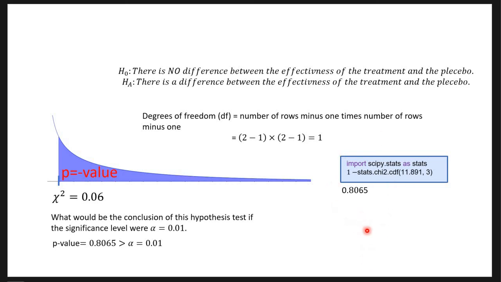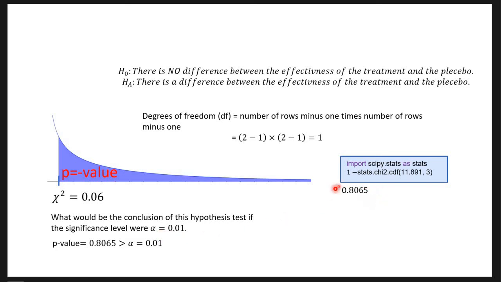All right, so when we run that, we get this as our p-value. This is the area to the right. So once we have our p-value, we can then make a conclusion. So what would be the conclusion of this hypothesis test if the significance level was alpha equals 0.01?